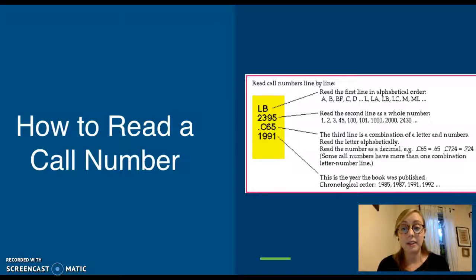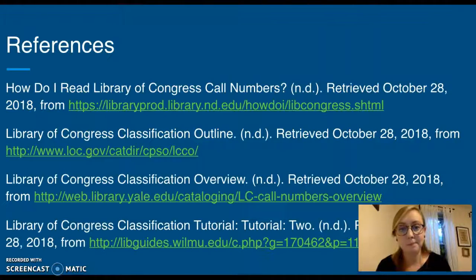You read the letter alphabetically and the number as a decimal. The last line is the year the book was published. Sometimes that's not always included.